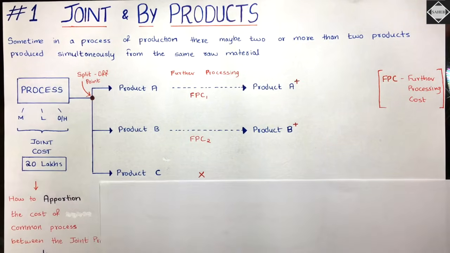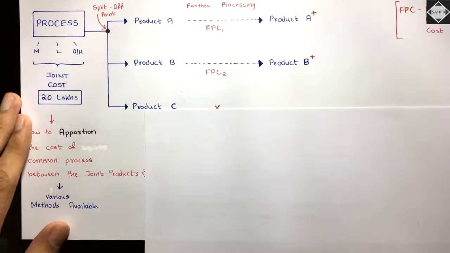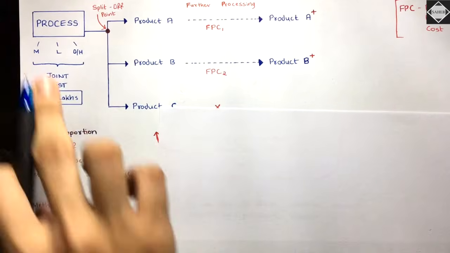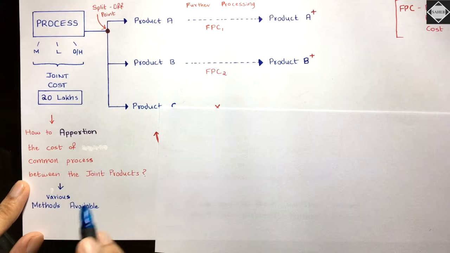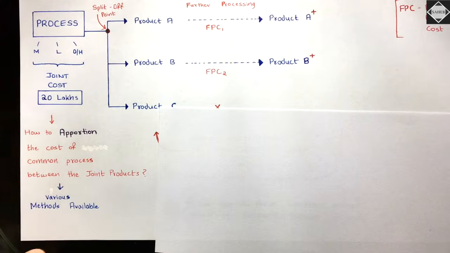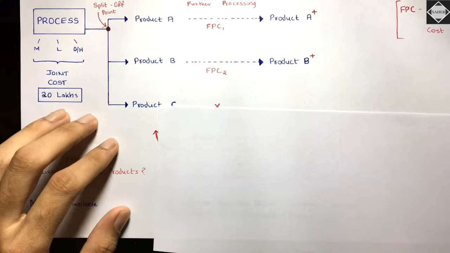Okay. And we have so many methods available to do this. How to apportion the cost of common process between the joint products. Various methods are available. We will discuss the methods right now. So the main objective of this chapter, the entire chapter is almost based around this only.